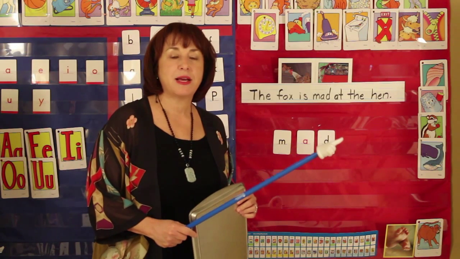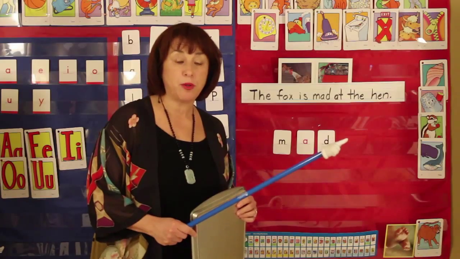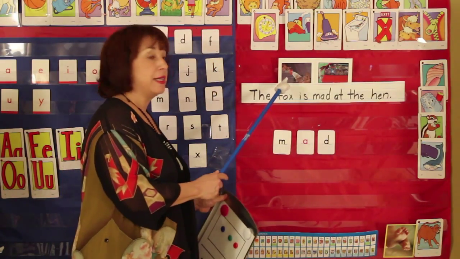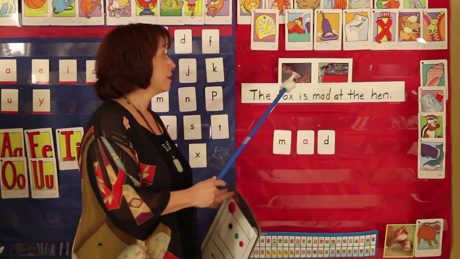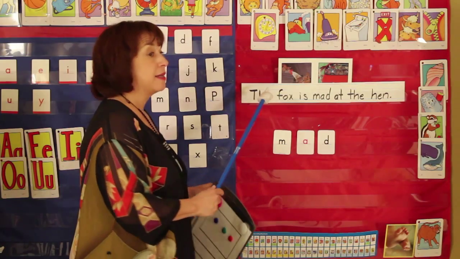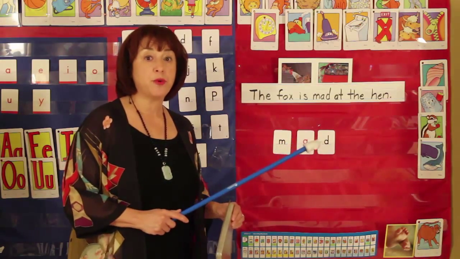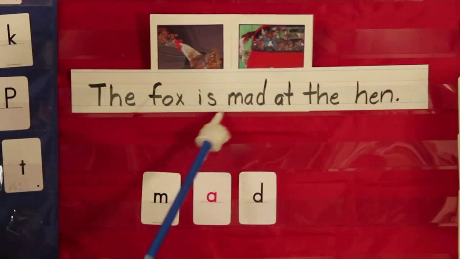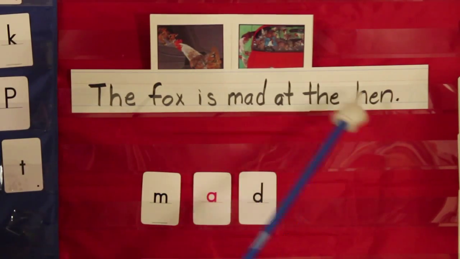Let's look at the concept of the alphabetic principle in early reading. A student is reading a book about a fox and a hen and comes to a word they don't know. I'm going to read the sentence. The fox is mad at the hen.